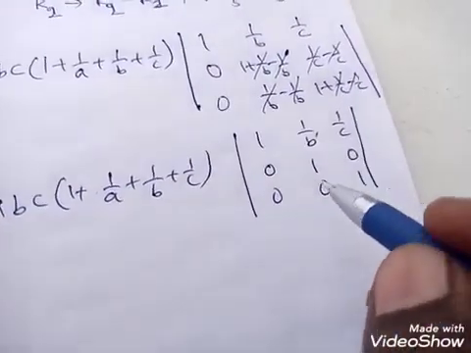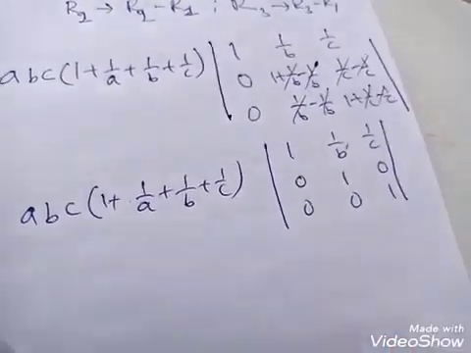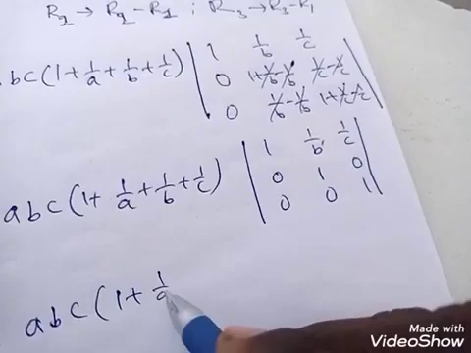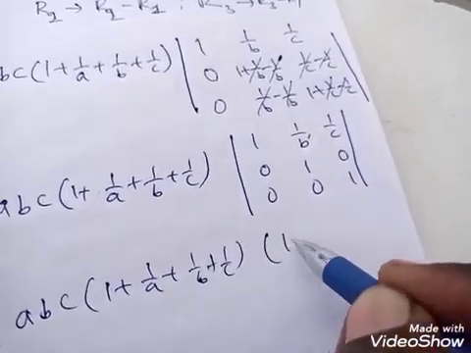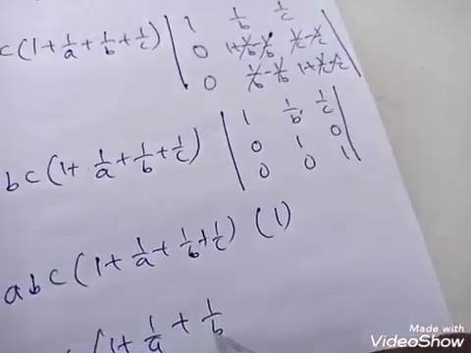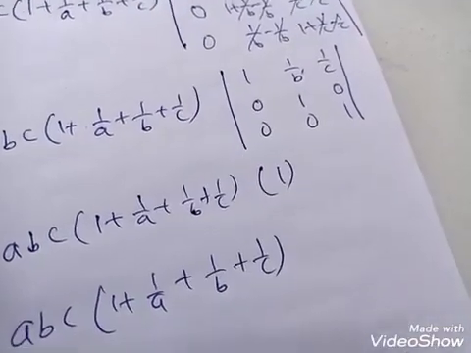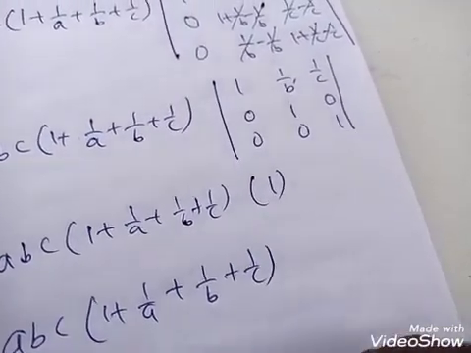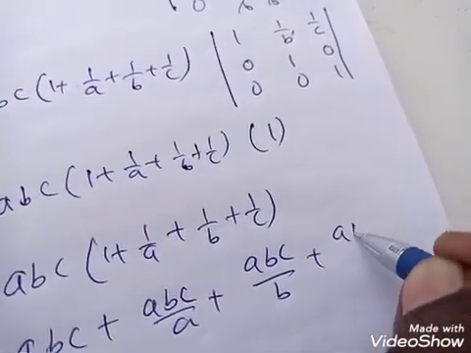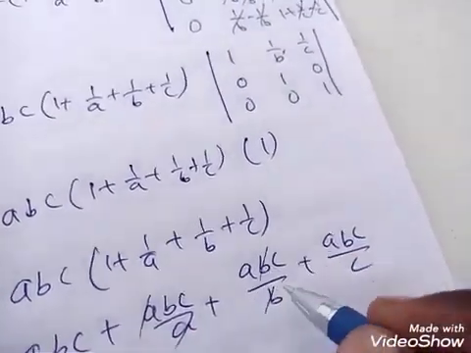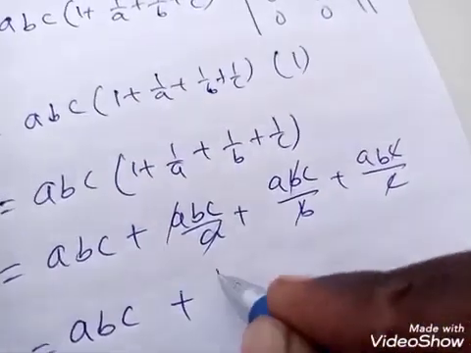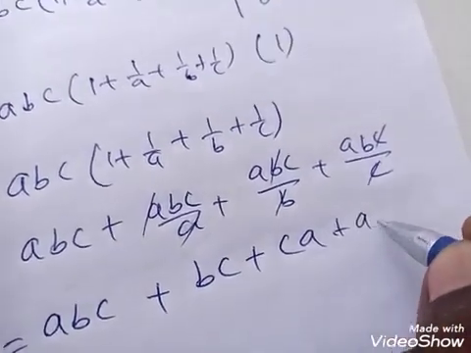Now observe there, in the previous problem also we discussed, this is a triangular matrix. Therefore what you are going to get, the determinant is the product of the principal diagonal elements, therefore 1 into 1 into 1. That is nothing but abc into 1 plus 1 by a plus 1 by b plus 1 by c. Further, if you multiply abc into 1, abc plus abc by a plus abc by b plus abc by c. Now this a gets cancelled, b gets cancelled, c gets cancelled. You are going to get abc plus bc plus ca plus ab. Hence proved.